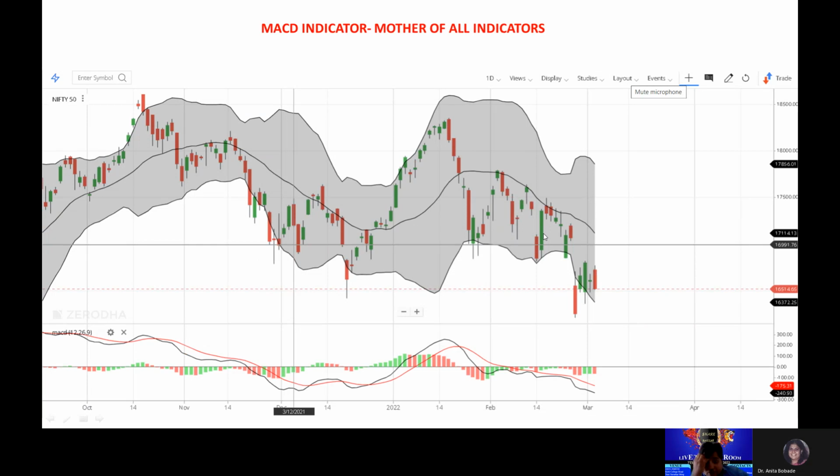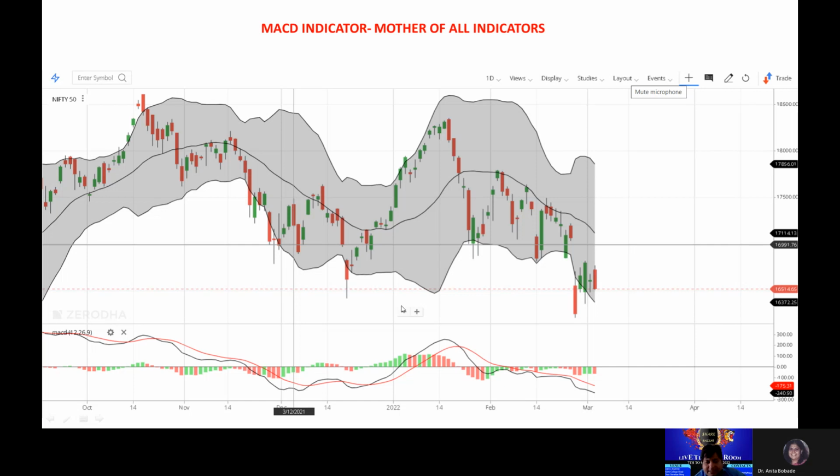MACD, mother or father of all indicators, as they say, because MACD basically helps you with moving averages and crossovers. Look at this. The volume chart can be seen. The black line indicates the buyers are in control. The red line indicates the sellers are in control, and correspondingly, you can see it in the chart as well. The crossover has taken place. Here, the sellers have taken control. The red candle has been formed and the stock has gone down a bit.